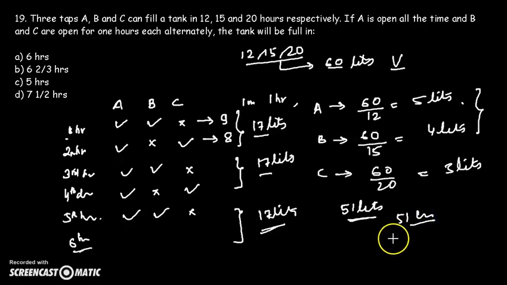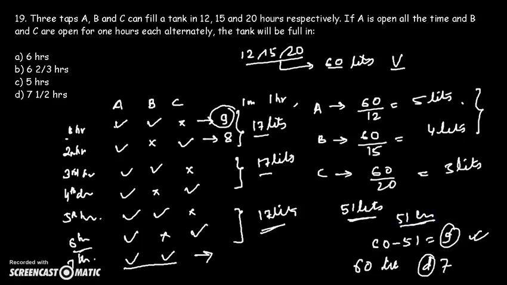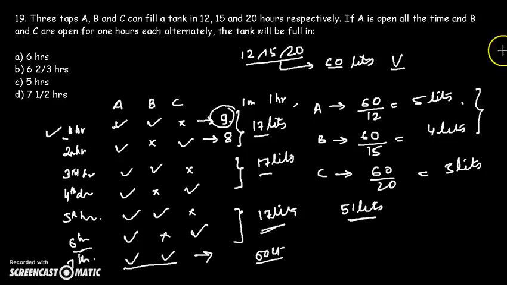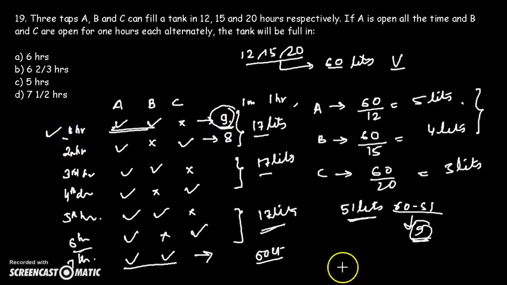Now what is the remaining? Remaining liters is 60 minus 51, which is 9. And this 9 liters will be put in by A and B in the 7th hour, because in 1 hour they can pour in 9 liters. Okay, so total time taken will be 7 hours. This is not the correct option. 7 hours should be the answer. I hope you understood.